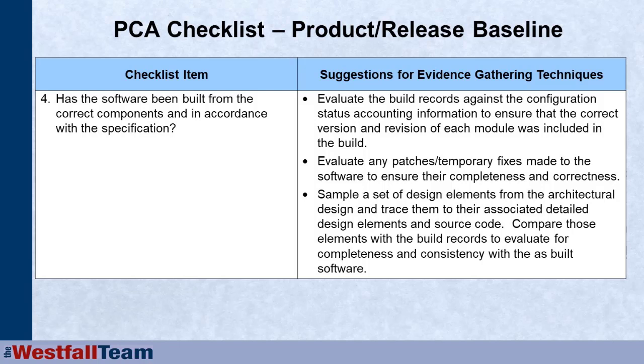So has the software been built from the correct components in accordance to its specification? We can gather objective evidence by evaluating the build records against the status accounting information. So the status accounting information says this is the current version of everything. Does the build record match up with that? Did we build the right version and revision in on a sampling basis?